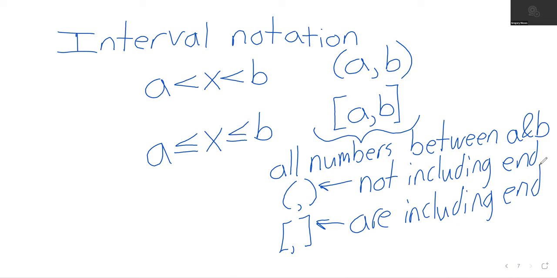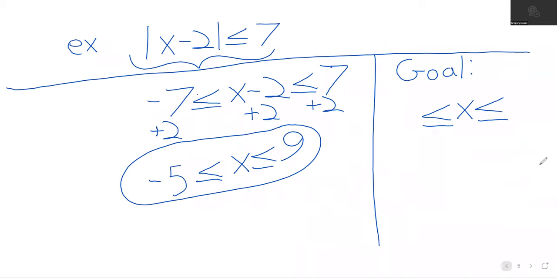And in a lot of applications involving distance, it really doesn't matter whether we include the endpoint or not. We'll talk about that a little more tomorrow, but this is the interval from -5 to 9, and we are including that -5 and we are including that 9, so we have the closed brackets.